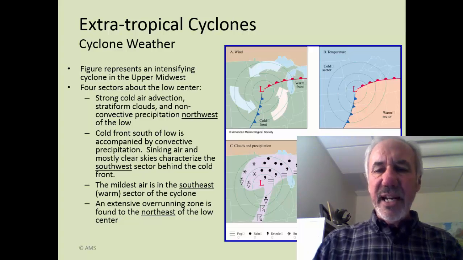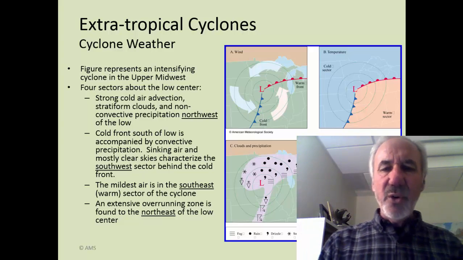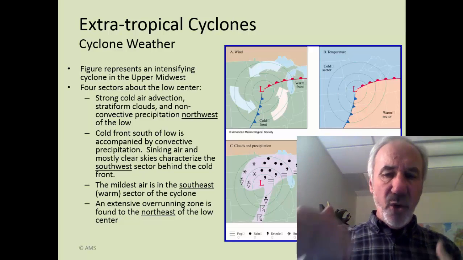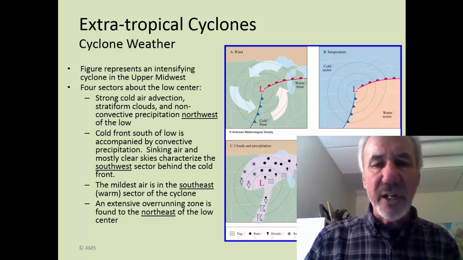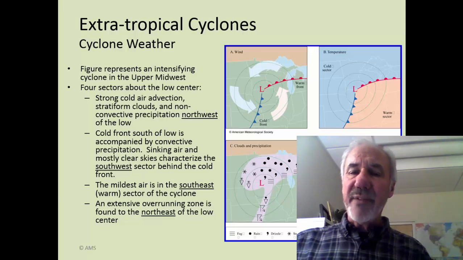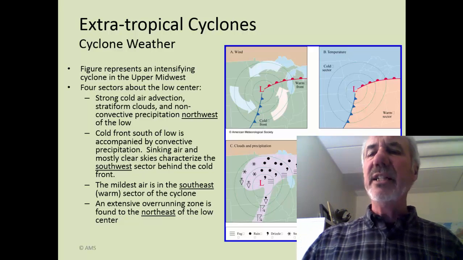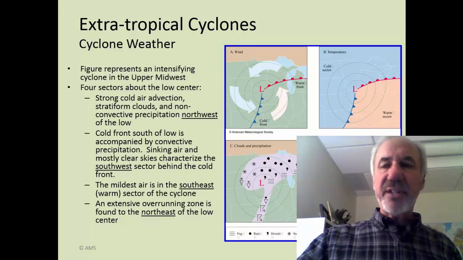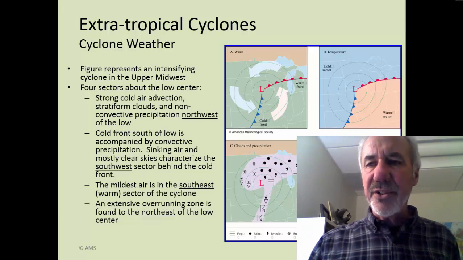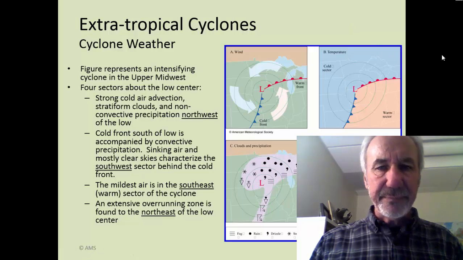The mildest air is going to be down in the southeast quadrant. This is going to be southerly airflow. No precipitation except along the front edge of that cold front as it causes a sharp lift out in front of it. And then finally, the northeast quadrant, we have this extensive amount of overrunning of warm air over cold air. We're going to have the most extensive area of clouds and precipitation. So the four quadrants are sectors then of low pressure systems, a very important concept in meteorology.